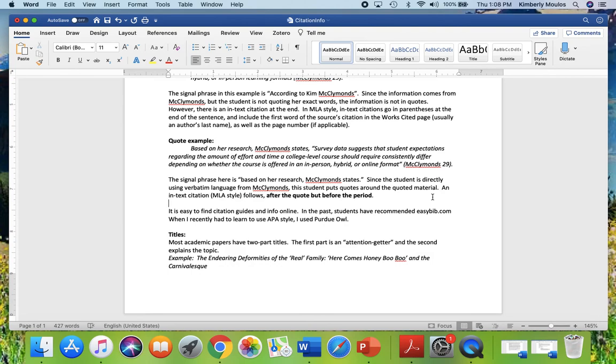It is easy to find citation guides and info online. In the past, students have recommended easybib.com. When I recently had to learn to use APA style, I used Purdue OWL. And I think Purdue OWL also has information on MLA and Chicago style. So the information is readily available out there. If you need help, you can always contact me and I can send you links to sites for information and answer questions.